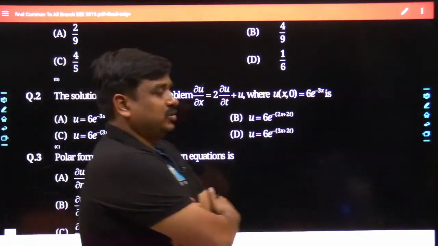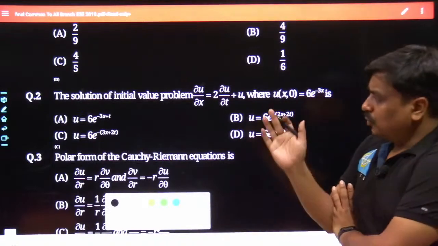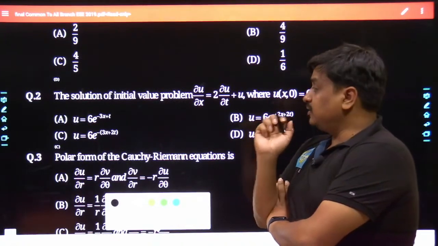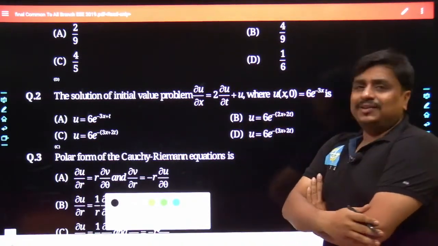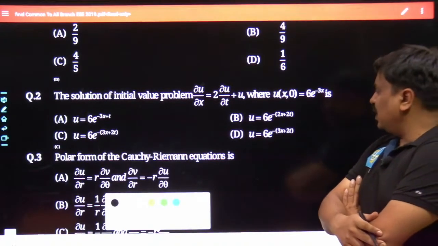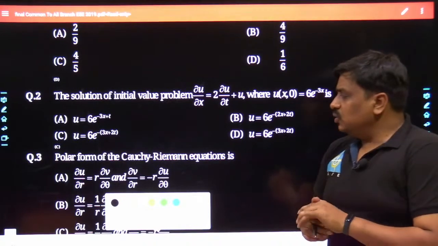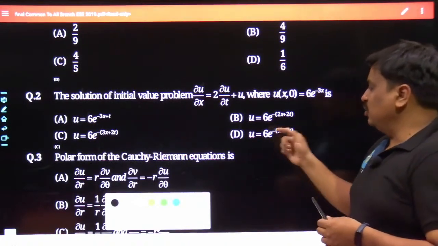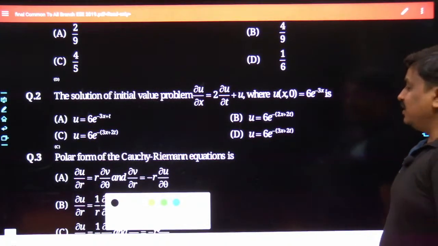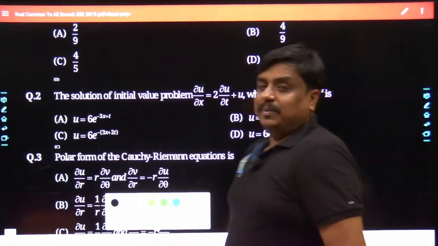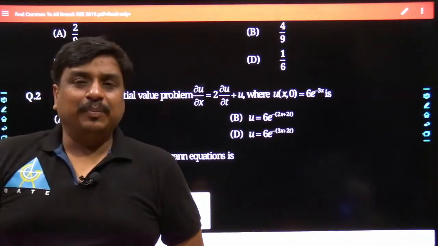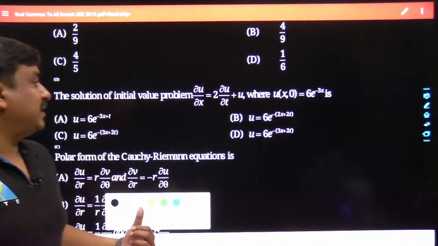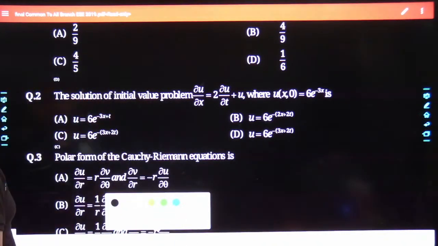There are 4 different options attached along with this problem. Option A goes like u is equal to 6 times e to the power of minus 3x plus t. Option B goes like u is equal to 6 times e to the power of minus 2x plus 2t. C goes like u is equal to 6 into e to the power of minus within the bracket 3x plus 2t, and D goes like u is equal to 6 e to the power of minus 3x plus 2t. Tell me what would be the best answer. And yes, this problem would take a good amount of time, but apply your brain, apply your aptitude, at the end of the day you would be able to find its answer. Tell me what would be its best answer.